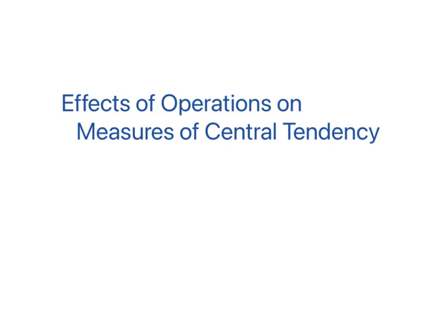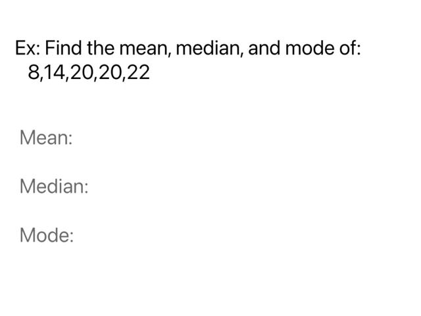Let's find the effects of operations on the measures of central tendency. Let's jump right in. We're going to use the mean, median, and mode, and we are going to just find them. For this first set, we have 8, 14, 20, 20, and 22. Now you'll notice the data set is already least to greatest. There's only 5, so hopefully this isn't too difficult.